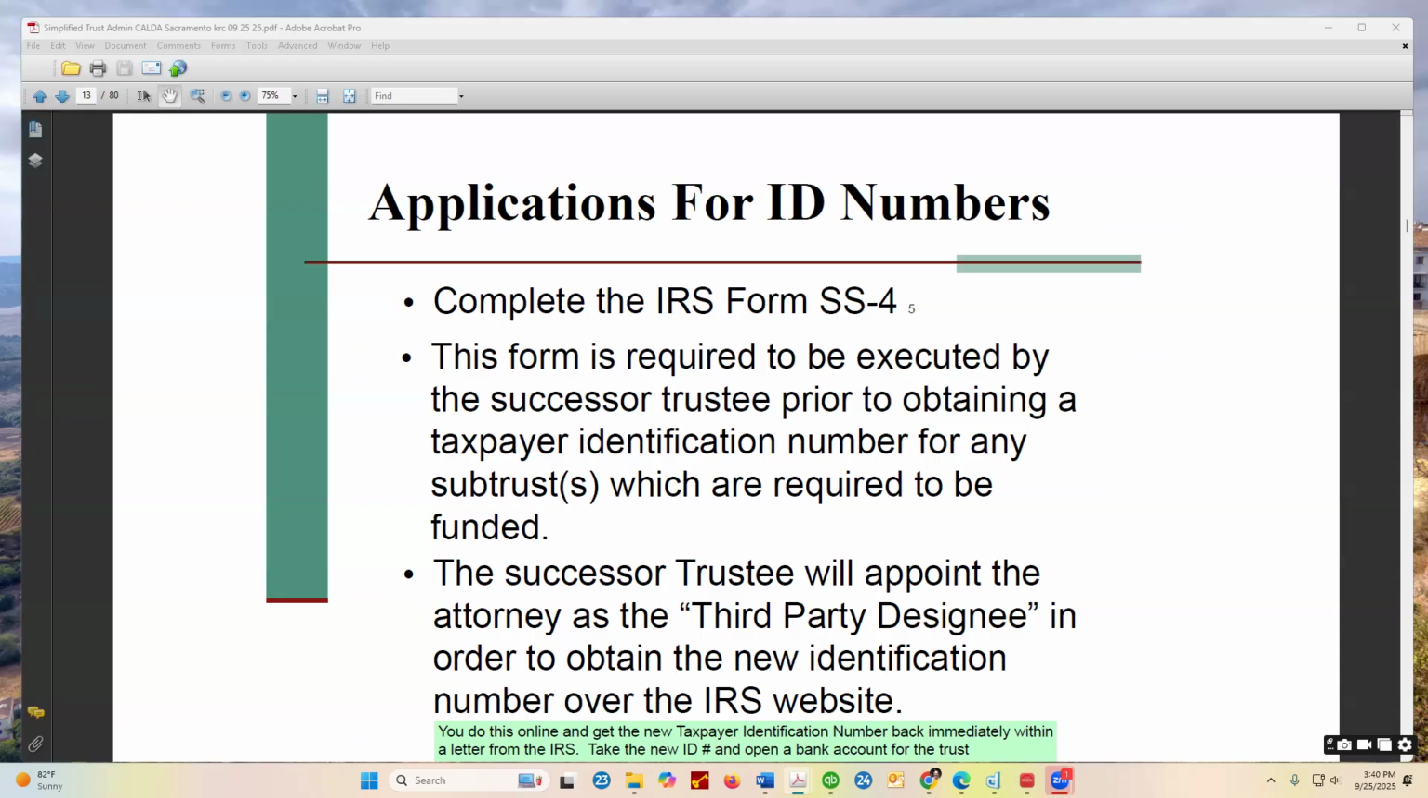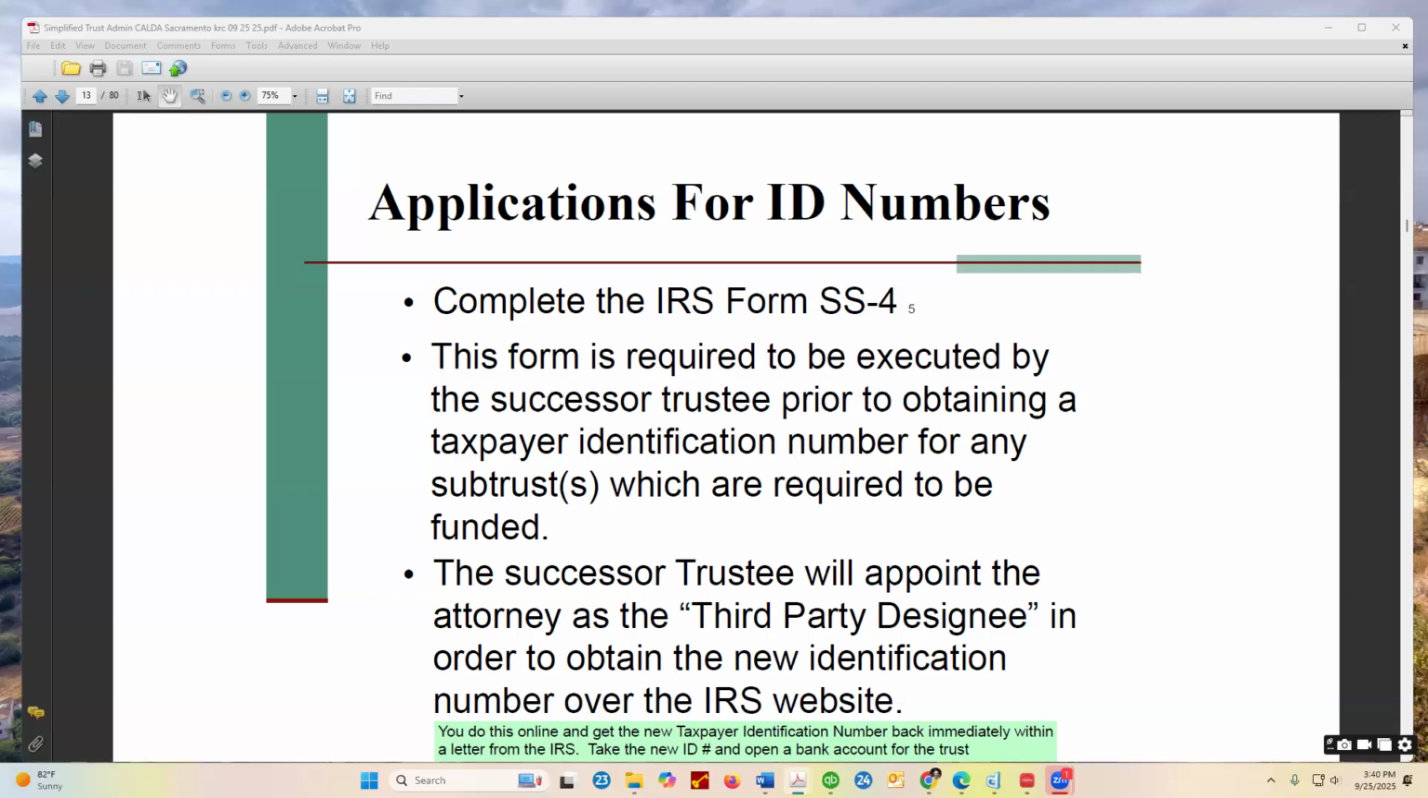What happens on the federal ID number is we go through all the steps to get the new ID number, and then we get a letter from the IRS. When we're doing it online, we get the IRS response letter immediately, and then we print it out for clients, and they can bring it to the bank because it shows the federal ID number.